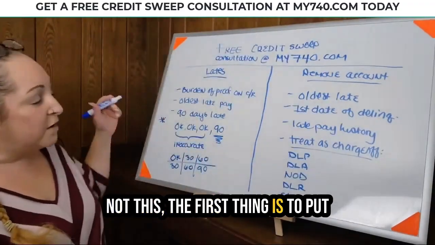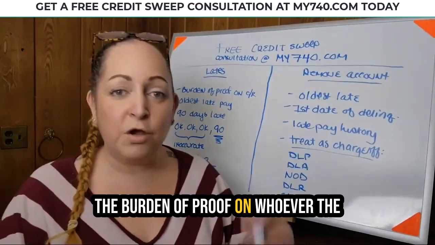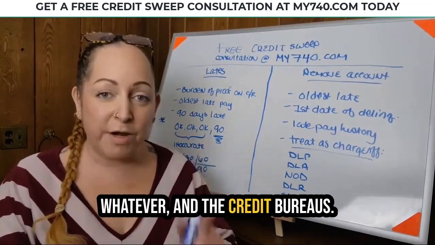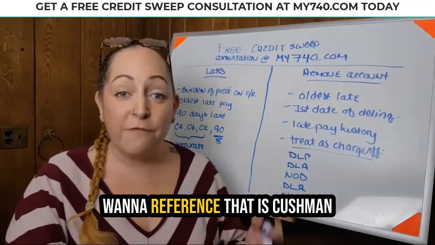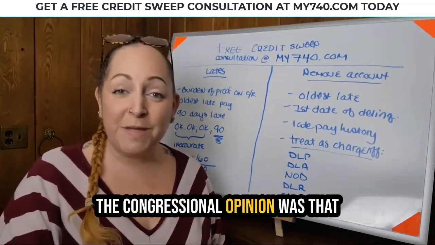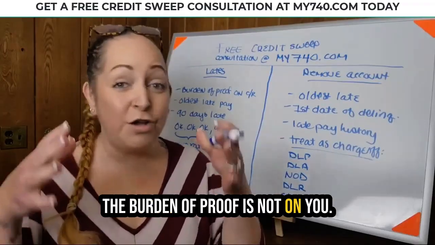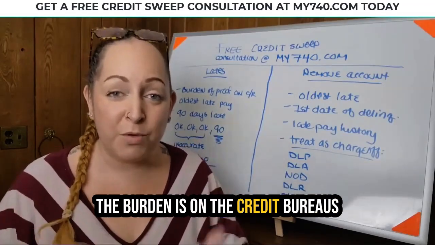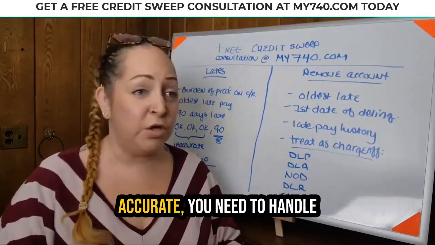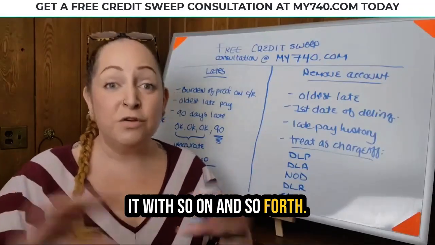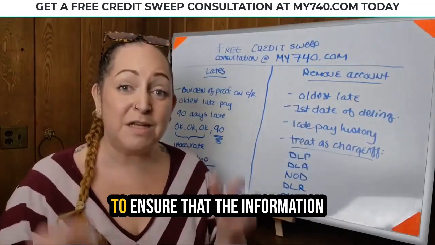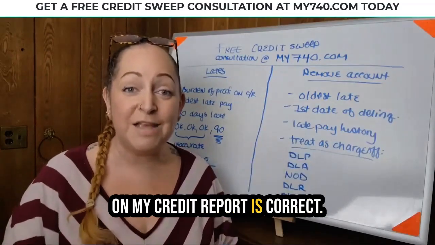The first thing is to put the burden of proof on whoever it is: Nelnet, Navient, Sallie Mae, whatever, and the credit bureaus. And one of the things that you're going to want to reference is Cushman versus TransUnion from 1997, where the congressional opinion was that the burden of proof is not on you, the burden is on the credit bureaus and the creditor or the collector. When they're coming back and saying it's verified as accurate, you need to handle it with so on and so forth, there is no so on and so forth. It is, no, you have the grave responsibility to ensure that the information on my credit report is correct.